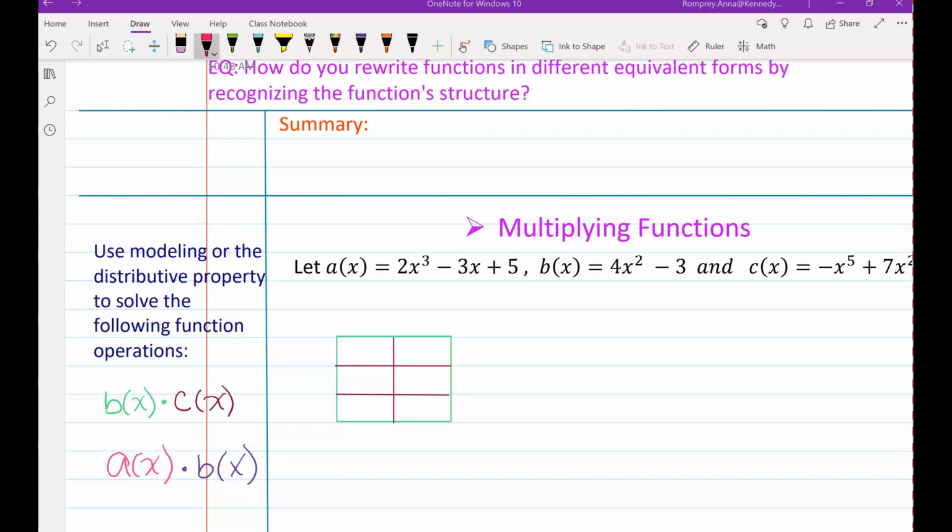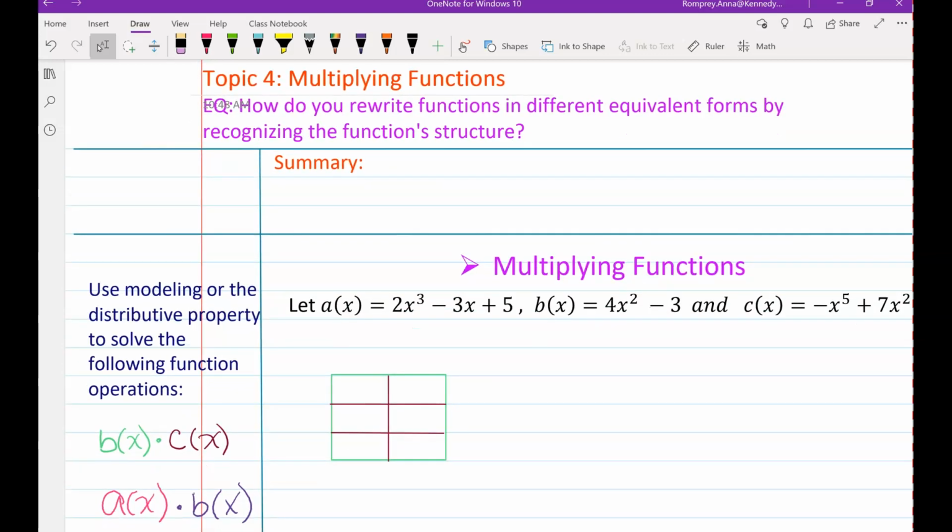Welcome back. So today we are going to continue working with functions, and we're just going to move into multiplying. So it asks us to use modeling or the distributive property. So I'm going to show you both methods, and I just want you, when you're doing practice on your own, to pick whichever method you're more comfortable with. So using either of these methods, we're going to solve the following function operations.